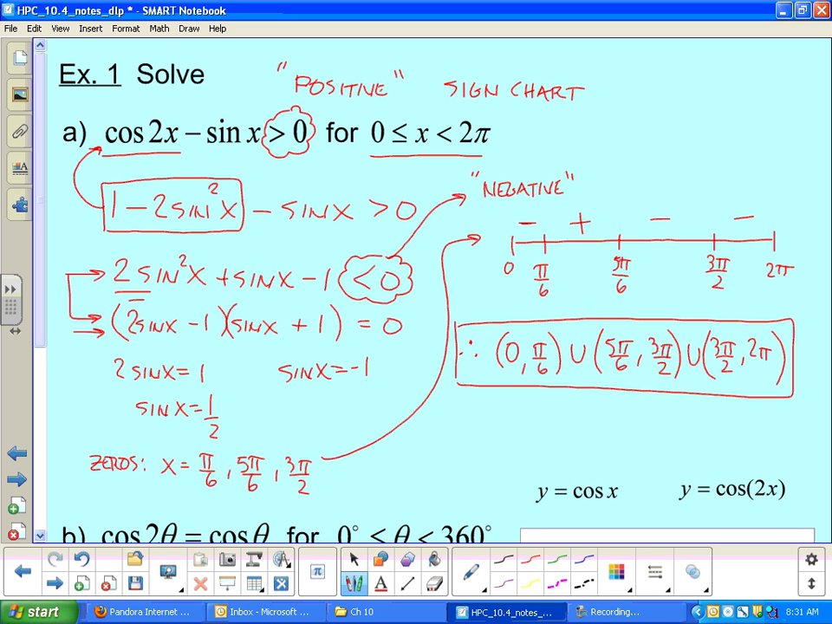Had that said greater than or equal to 0, then we would have included pi over 6, we would have included 5 pi over 6, we would have included 3 pi over 2.